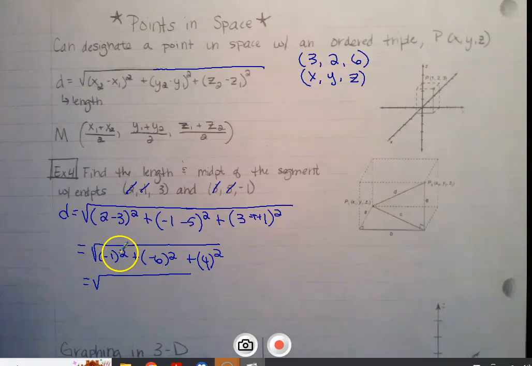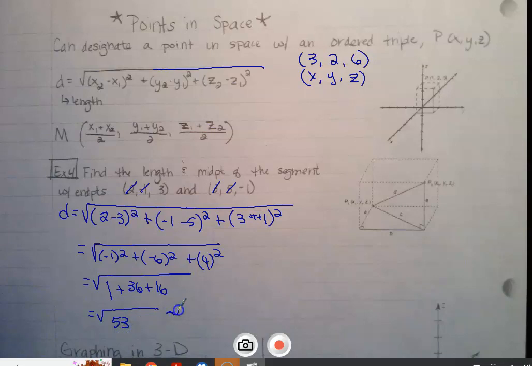What's -1 squared? -1 times -1 is a positive 1. Good try. I know. What's -6 squared? -6 squared is 36. And what's 4 squared? 16. Okay. So now we have the square root of 1 plus 36 plus 16. 36, 37, and then that's plus 1? No, you didn't. 6 plus 6 was 12. Hold on. Let me get this. 52 plus 1. You got it. Oh, yeah. 53. Okay.